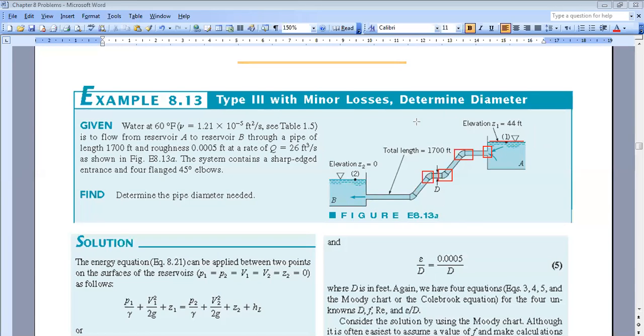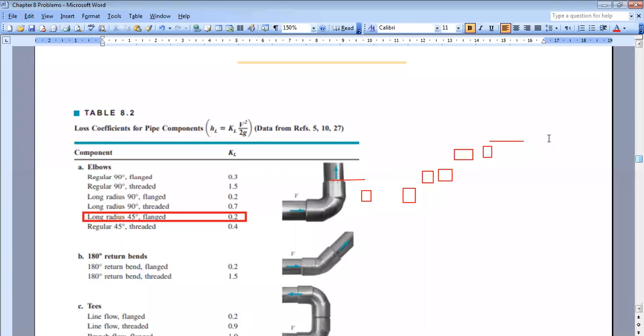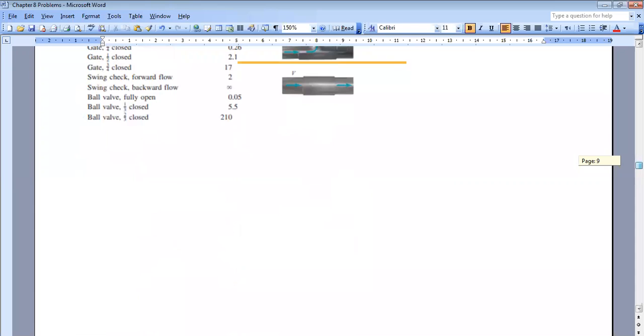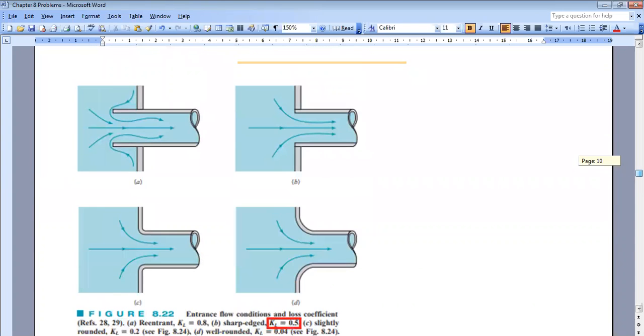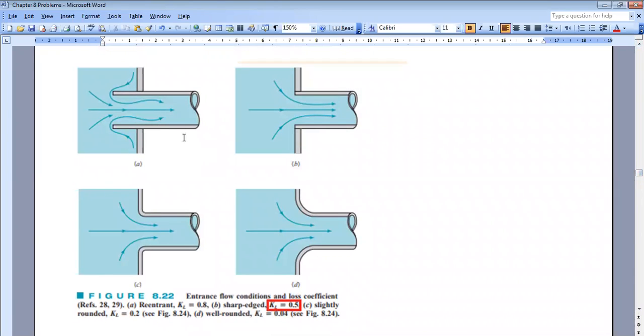We can go to tables and figures. So first, if we go, for example, to the table of accessories, you can see here that in your application you have 45 degrees flanged elbows. So we will take the loss coefficient k equal to 0.2. I will select this value for the elbows of 45 degrees. And now, in this figure, I don't have anything about entrance and exit, so I need to look somewhere else. Here, for example, they give you several scenarios of exits, and for each scenario, they give you the corresponding value of k.